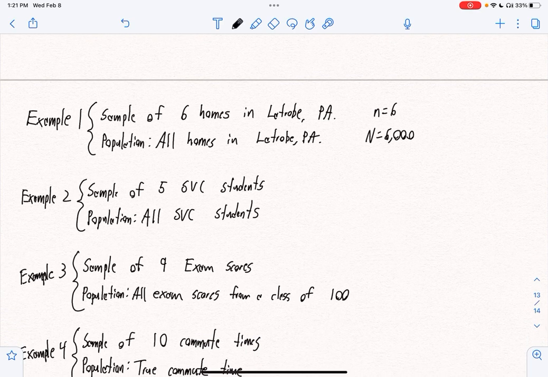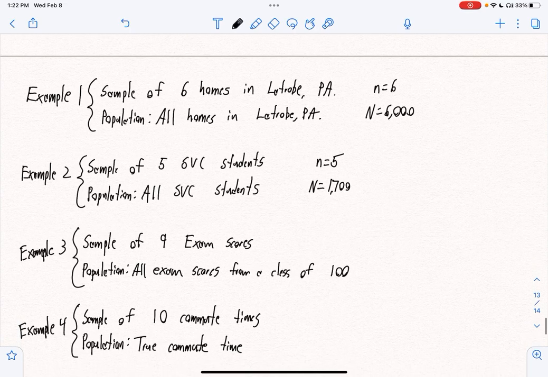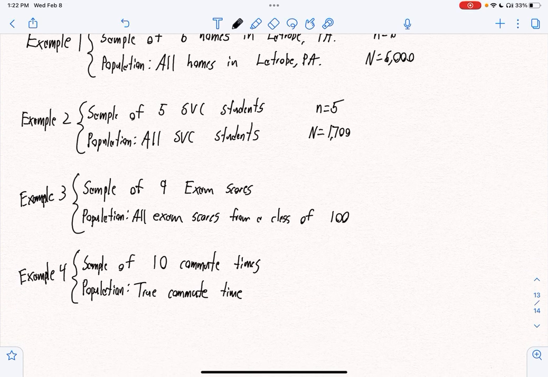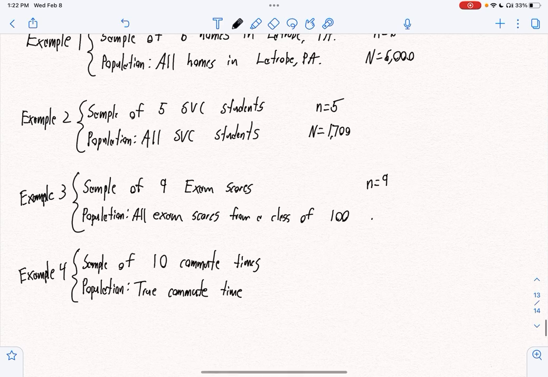And then we sampled 5 St. Vincent students. And our little n was 5. And so I wanted to know the average high school GPA for St. Vincent students. So the true population number, the big N, I think there's about 1,700 students that go to St. Vincent. And then our exam question. So we took a sample of 9 of the scores. And let's just, for example, say there were 100 students in the class. So here, I'm just going to have big N be 100. And I just came up with that.